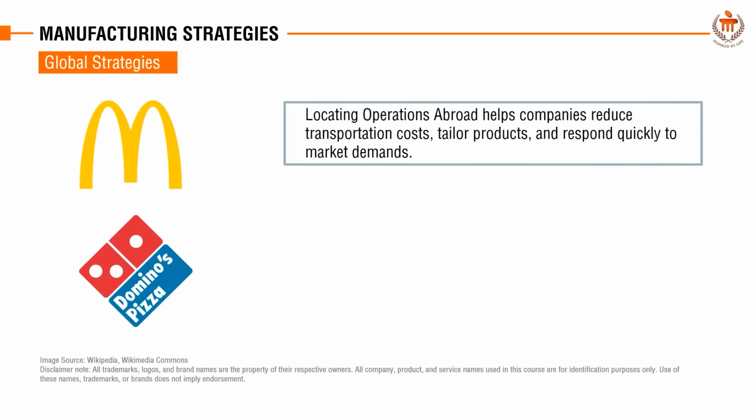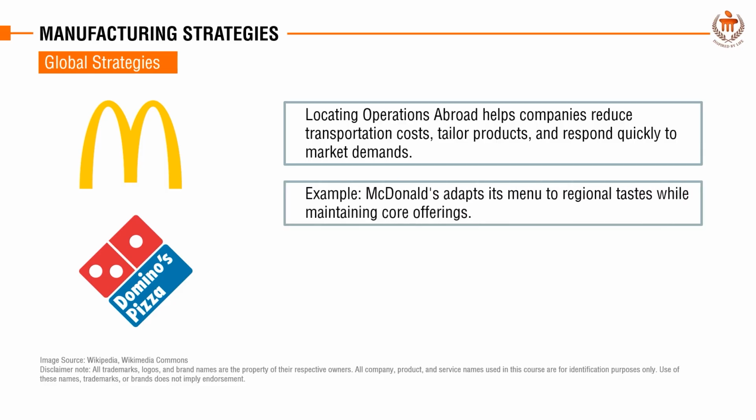Now let's focus on the second type of global strategy: locating operations abroad and after-sales support. Locating operations abroad and providing after-sales support is a strategic approach that companies adopt to enter and penetrate new markets effectively. By establishing manufacturing operations in a foreign country, organizations can reduce transportation costs, tailor products to local preferences, and respond more quickly to market demands. This strategy not only enhances operational efficiency but also fosters a deeper connection with the local customers.